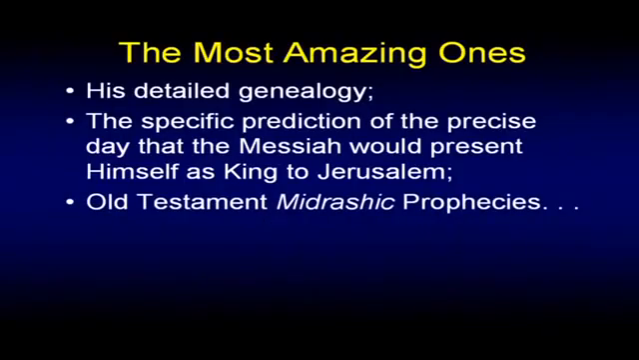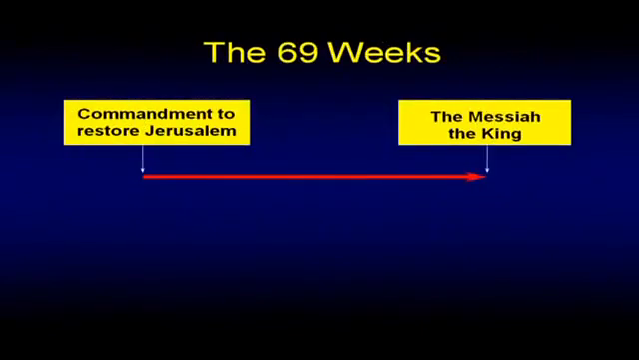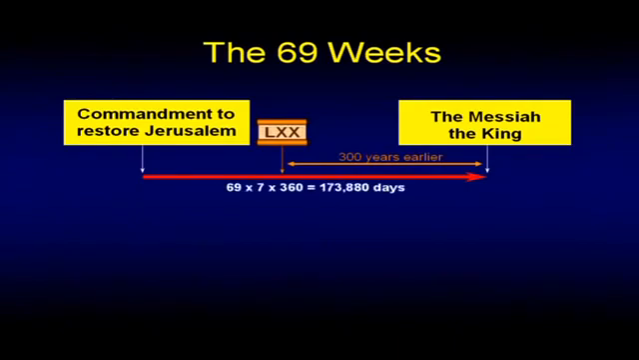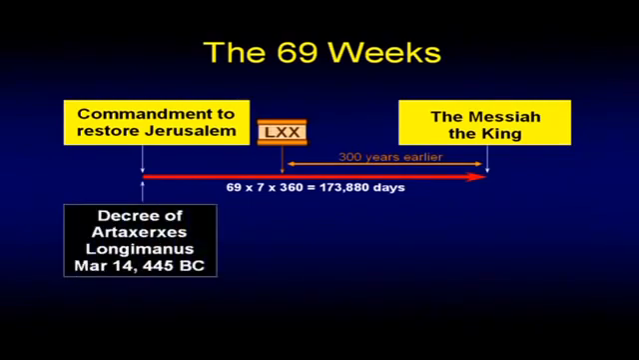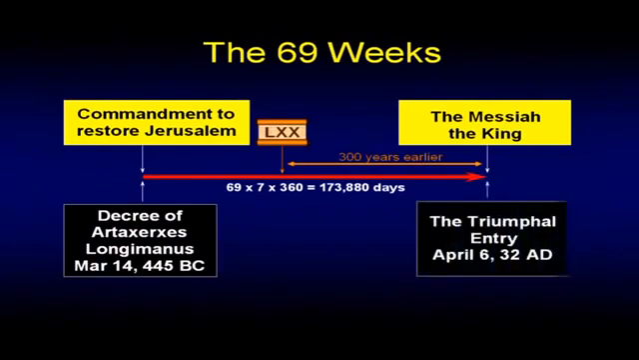The Old Testament Midrashic prophecies, it goes on and on and on. The 69 weeks. The commandment to restore and build Jerusalem unto the Messiah the King, Gabriel says. And by the way, all of this was translated into Greek 3 centuries before the fact. So it's in black and white, whoever wrote it. And what Gabriel says to Daniel is there's 173,000 days from that commandment, which was yet to happen, to the Messiah. We know that decree was the decree of Artaxerxes Longimanus of March 14th, 445 BC. The only time he allowed himself to be presented as king was the triumphal entry on April 6, 32 AD.